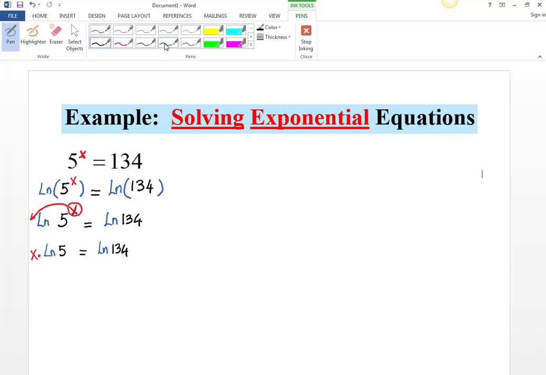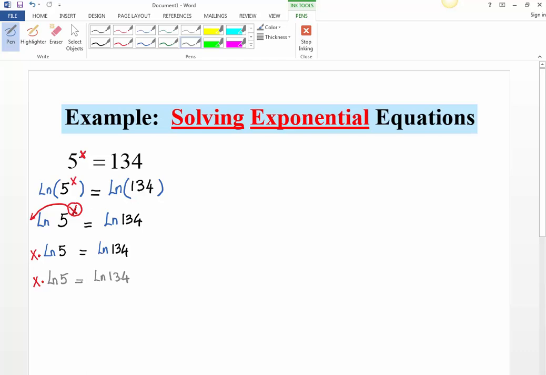Now, I don't really need to distinguish with all the colors. I was just showing you I was applying ln to both sides. So it's really x times a quantity over here, which is a value. It's x times, let me just clean that up a little. It's x times ln of 5, which is a number, is equal to ln of 134.